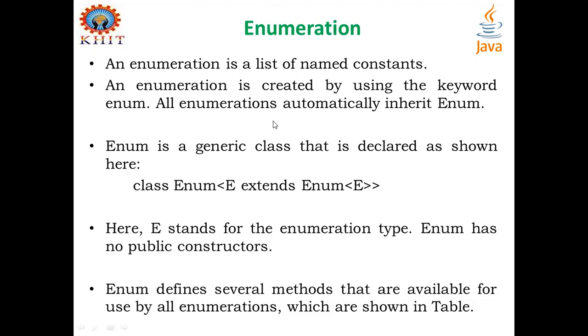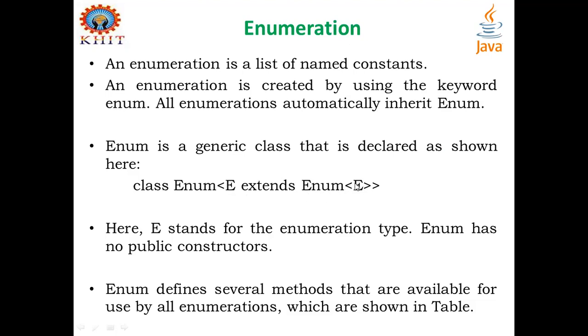And all enumerations automatically inherit this Enum class. So Enum is a generic class, not a normal class. It is a generic class and has some generic template type, right? That is declared as shown here. Class keyword followed by Enum, angle brackets, capital E extends Enum. So E is one class extending this Enum class available in the java.lang package.